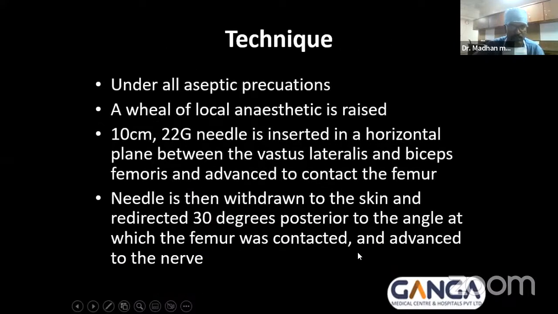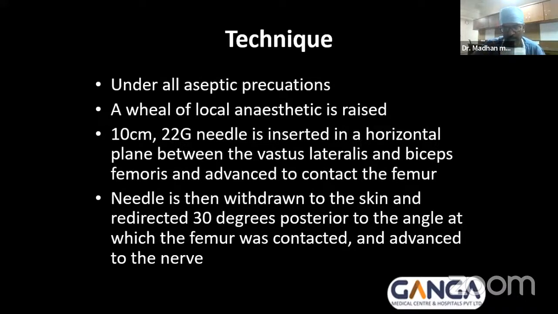Okay, so the technique: under all aseptic precautions, a wheal of local anesthetic is raised, and a 10 cm 22 gauge needle is inserted in a horizontal plane between vastus lateralis and biceps femoris, and advanced to contact the femur. Contacting the femur is very important to identify the angle of the needle. So initially you have to go and hit the femur. After hitting the femur, redirect the needle 30 degrees posterior to the angle at which the femur was contacted.